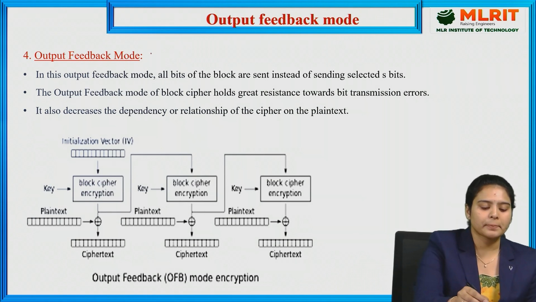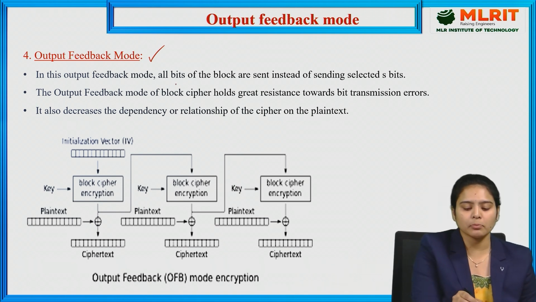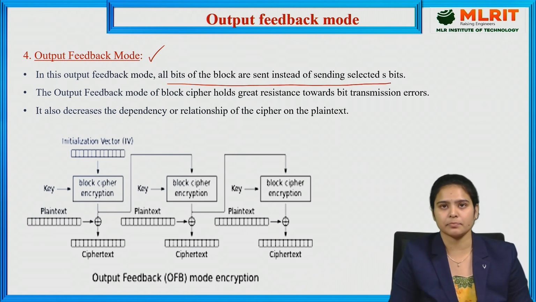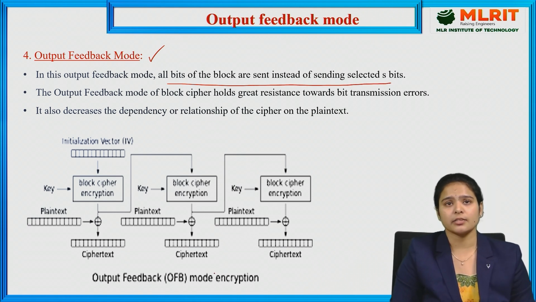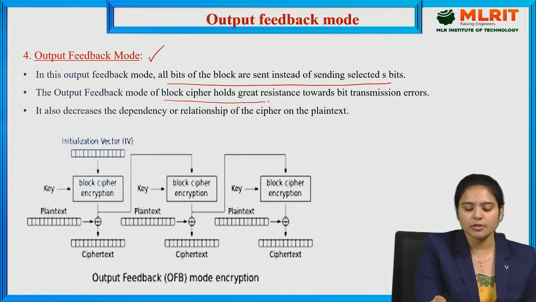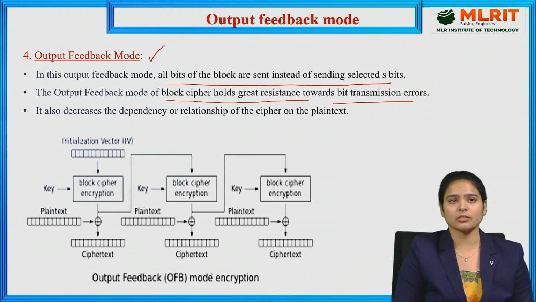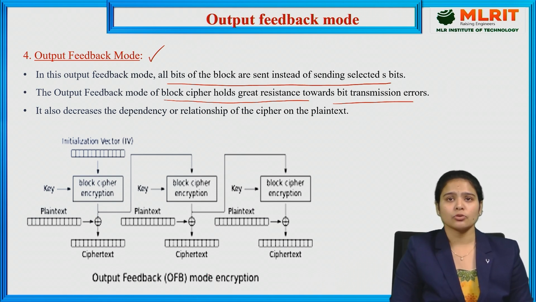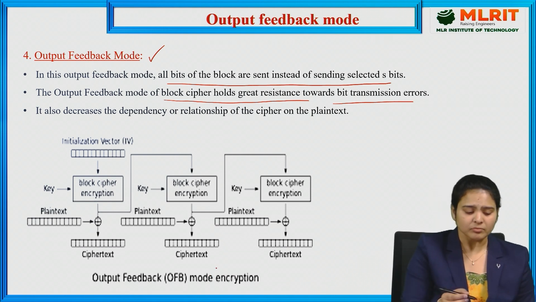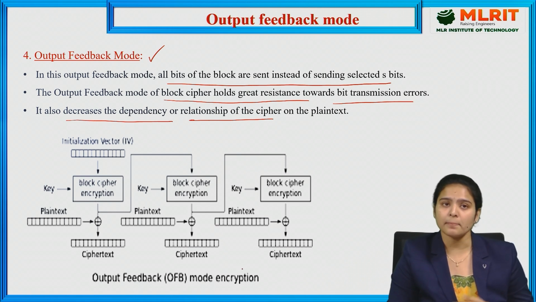The next, fourth type is output feedback mode. In this output feedback mode, all bits of the block are sent instead of sending selected S bits. Means instead of sending S bits, we send all bits of the block. This feedback mode consists of a block cipher that holds towards bit transmission errors, and it also contains the initialization vector. Towards transmission errors, we also decrease the dependency or relationship of the cipher on the plaintext.